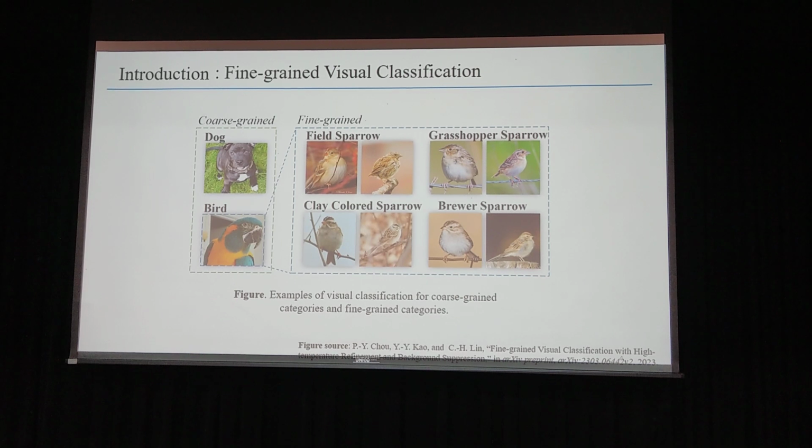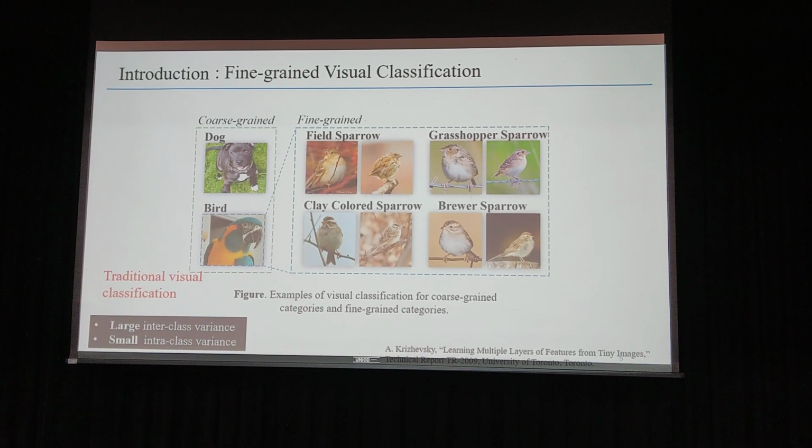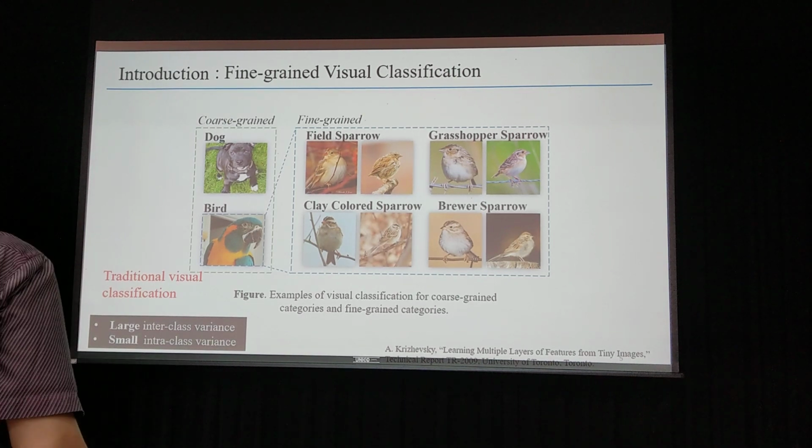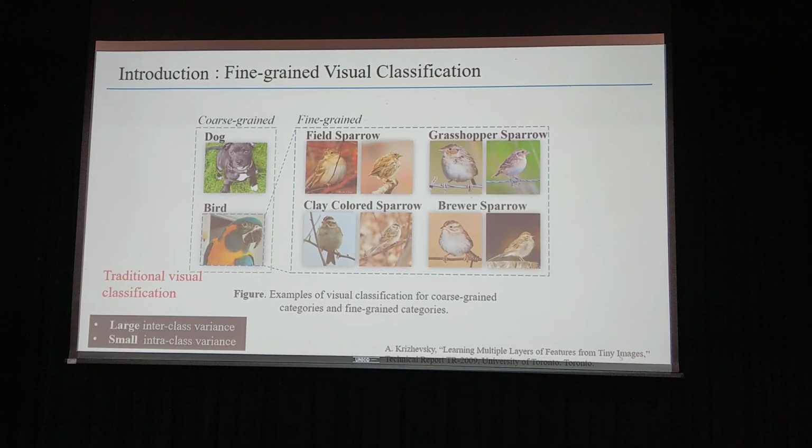So what is fine-grained visual classification? It is a concept that contrasts with coarse-grained classification. Here, I show a figure to describe the relationship between these two concepts. The coarse-grained visual classification task, also known as the traditional visual classification task, features large inter-class variance and small intra-class variance. For example, consider classifying between dogs and birds. Dogs are more similar to other dogs than they are to birds. Therefore, this task is relatively easy.